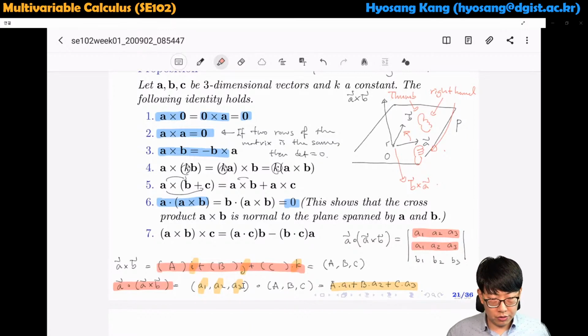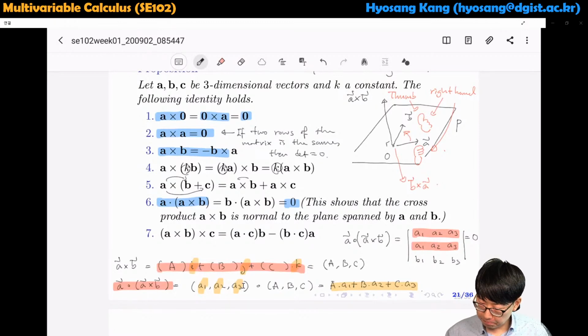So as I mentioned earlier, if you have the same two rows, or actually columns, then the determinant of the matrix is always 0. So that's why we get 0 here, right here in this sixth property. And the same thing holds when you take an inner product with B.